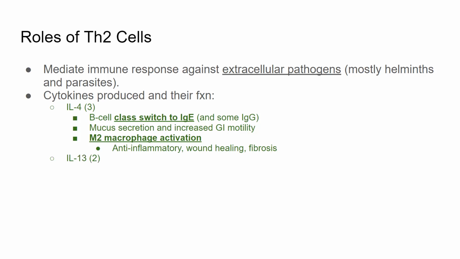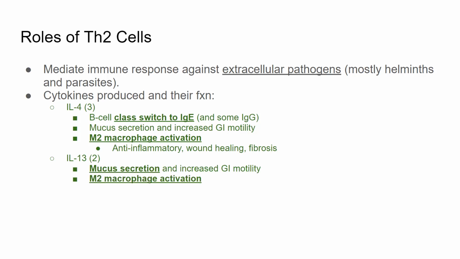Okay, next is IL-13. It does 2 of the same things that IL-4 does. So mucus secretion and M2 macrophages. It doesn't do class switch. And lastly, IL-5 is a big one. So what does IL-5 do? Eosinophils, very good. It's also a chemotactic for eosinophils.